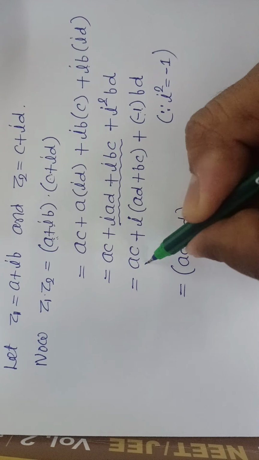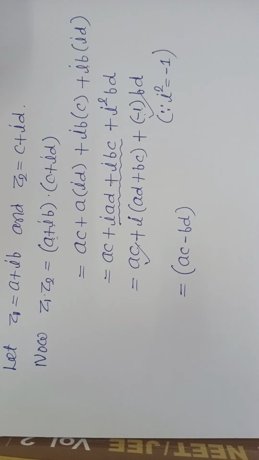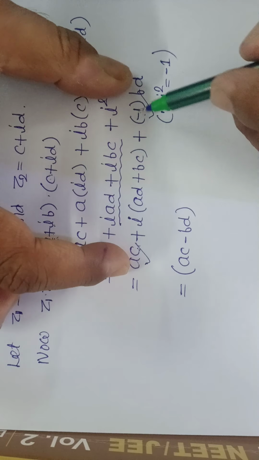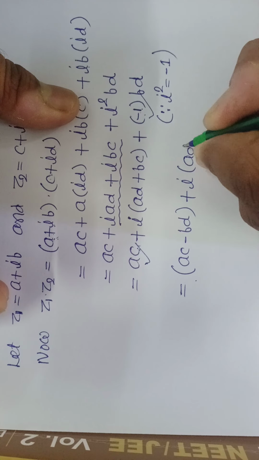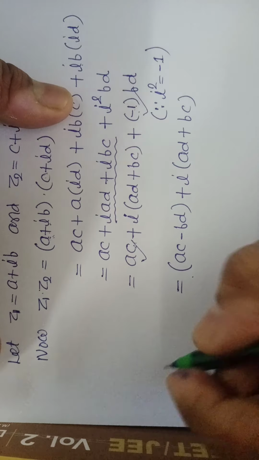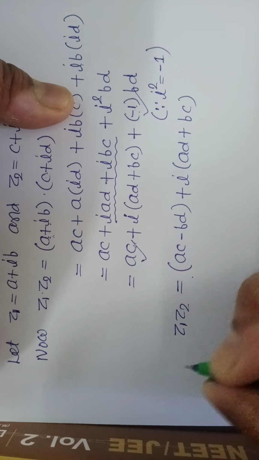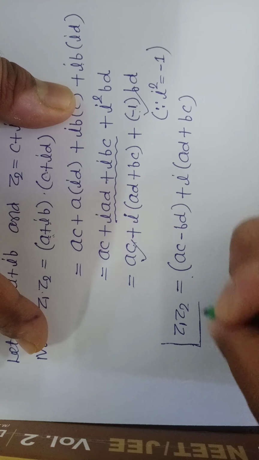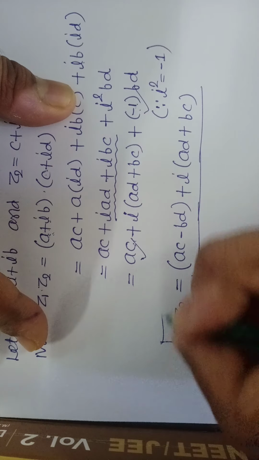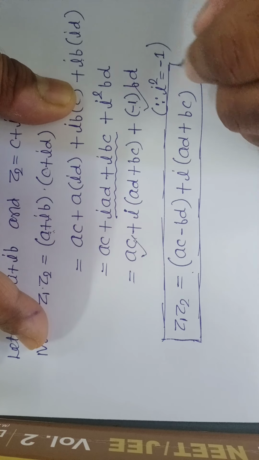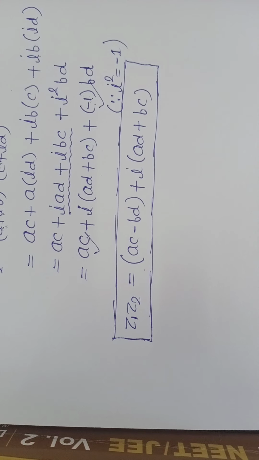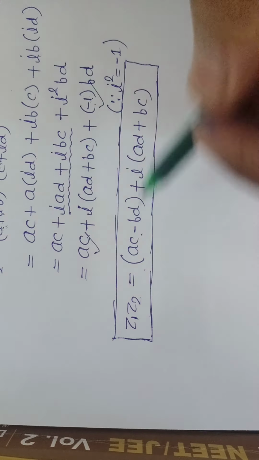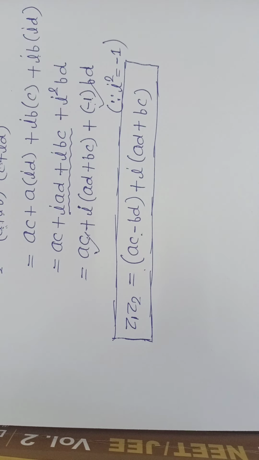I write both real parts, ac and bd. These are real parts. Write it combinedly, ac minus bd. And plus i into (ad plus bc). So this is z1 z2, real part and imaginary part. This is the product of two complex numbers or multiplication of two complex numbers. So these are the values of z1 into z2, right?